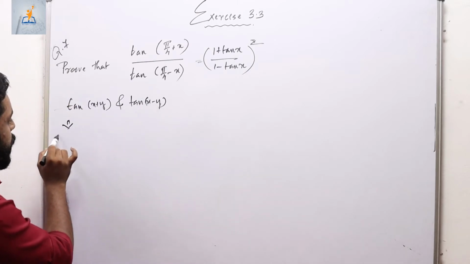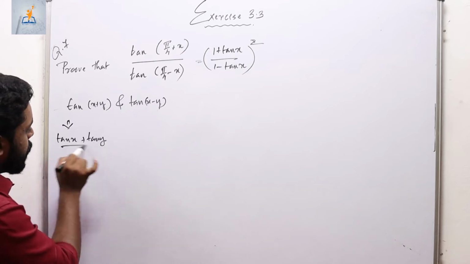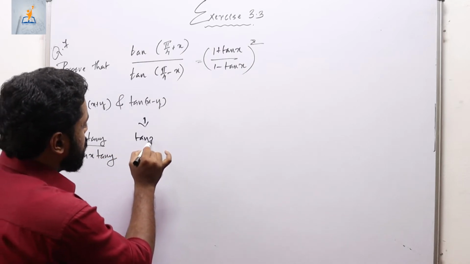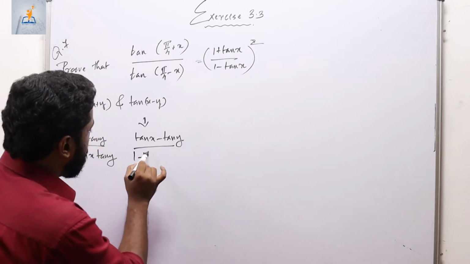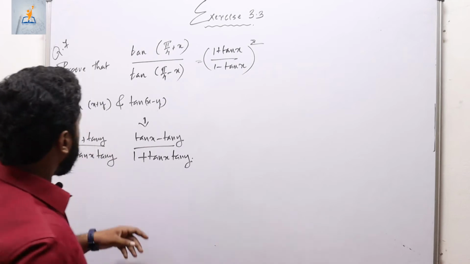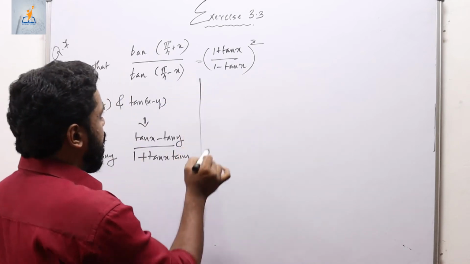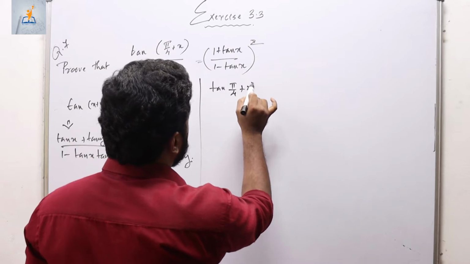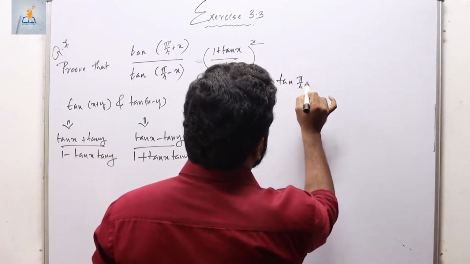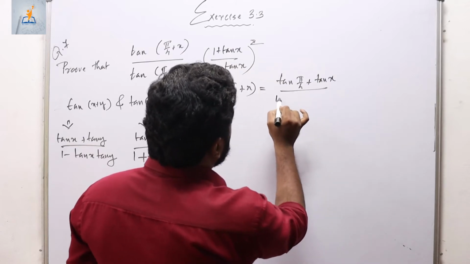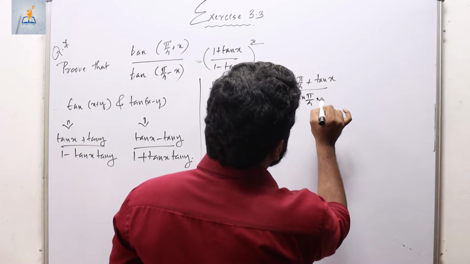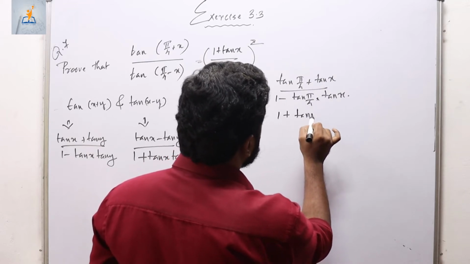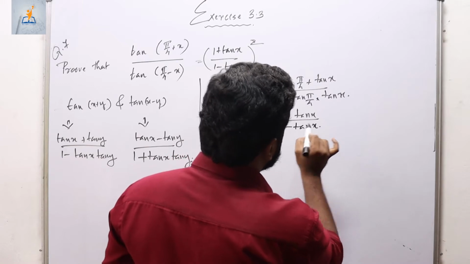We know that tan(x plus y) is nothing but tan x plus tan y divided by 1 minus tan x tan y, and we know that tan(x minus y) is nothing but tan x minus tan y divided by 1 plus tan x tan y, isn't it? We can directly apply these two formulas here. So let us apply that. For tan(pi by 4 plus x), we shall first evaluate the numerator. It is equal to tan pi by 4 plus tan x divided by 1 minus tan pi by 4 into tan x, isn't it? So tan pi by 4 equals 1, and it will become 1 plus tan x divided by 1 minus tan x. So this is the case.